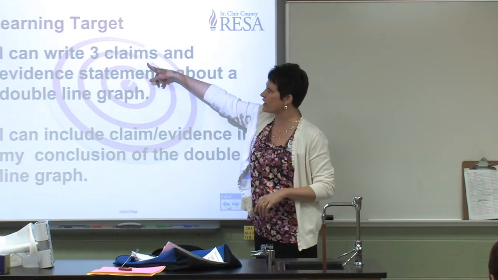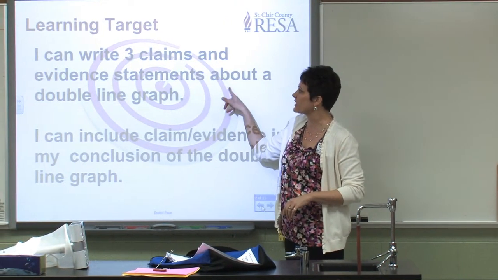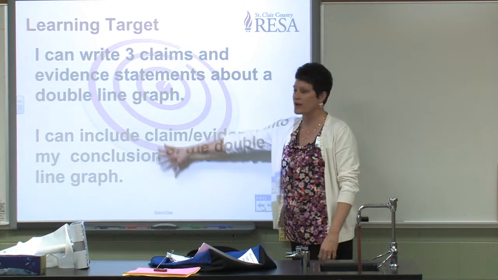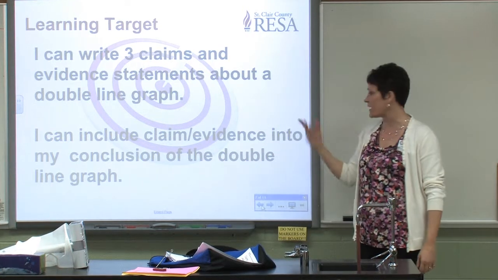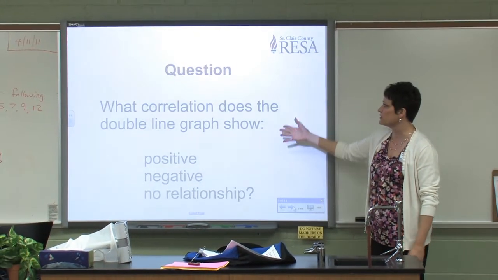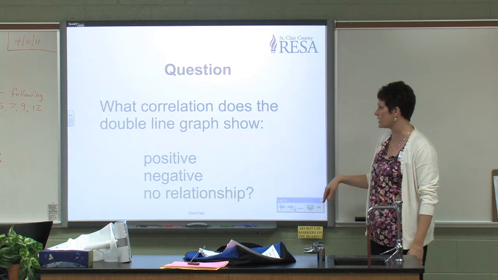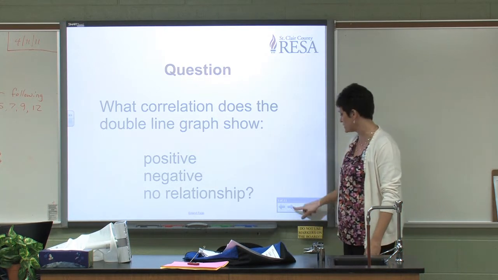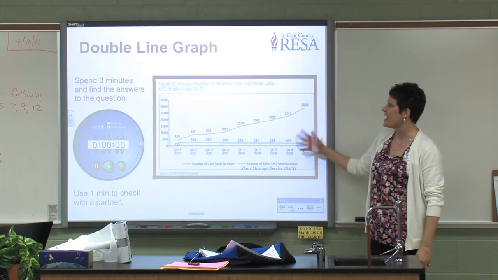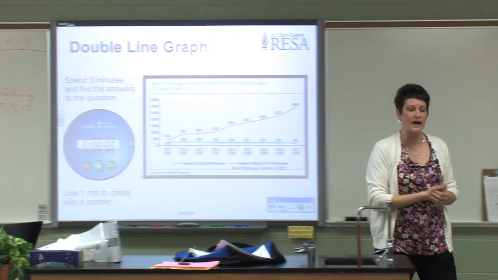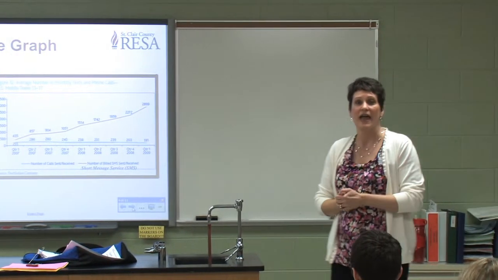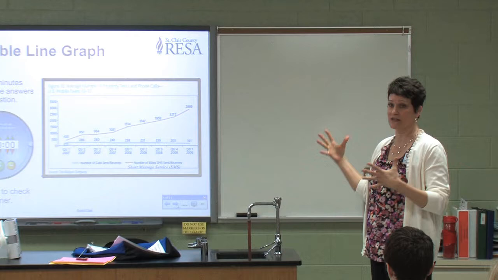So here's our learning target. You're going to write 3 claims and evidence statements on this double line graph. You're not going to do the conclusion part, but you're going to see my conclusion. So let's continue. Here's our question about the correlation, a positive, negative, or no relationship. We talked about that. And then this is what we're on right now. You've just discussed this and kind of studied what this graph is now telling us.